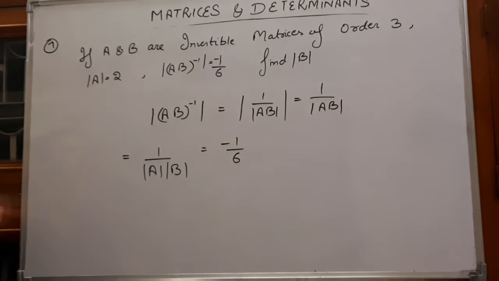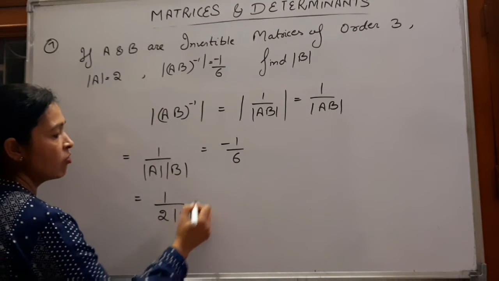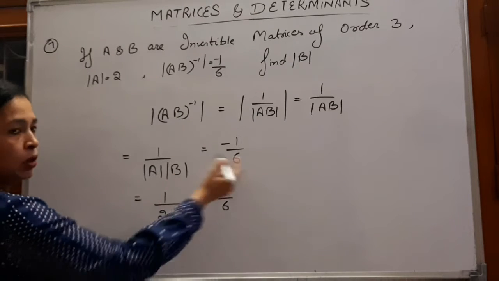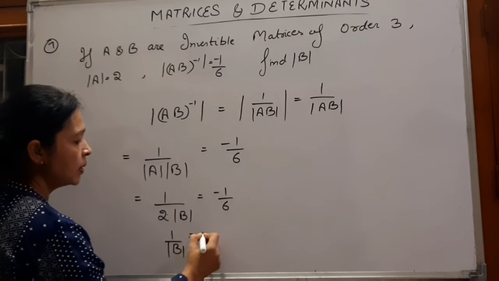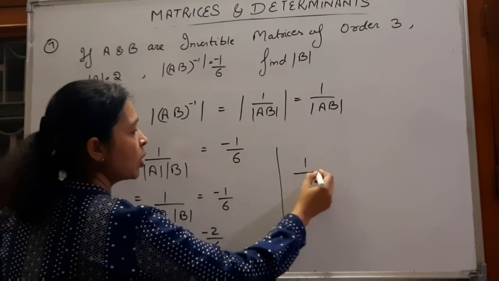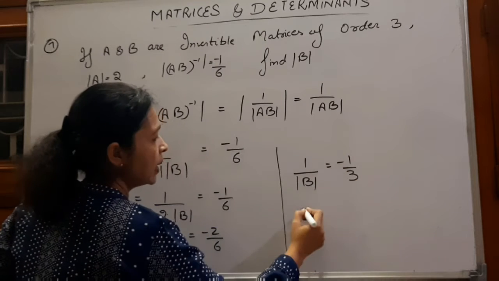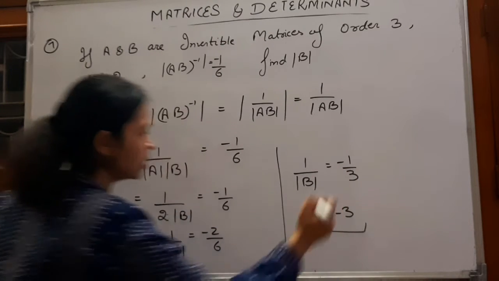It is given. What is determinant of A? 2. 2 into determinant of B is equals to minus 1 by 6. 2 on the right hand side, 1 upon determinant of B is minus 2 by 6. 1 upon determinant of B is minus 1 by 3, and the determinant of B will be minus 3. This is your answer.